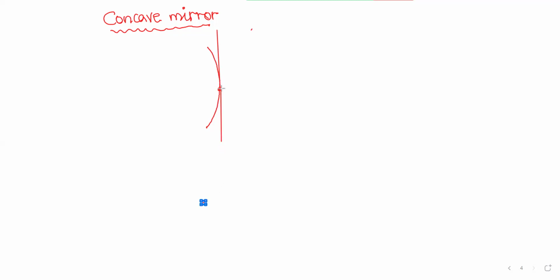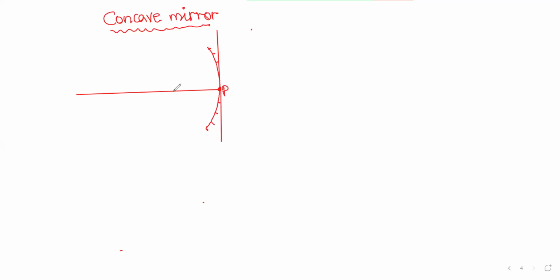So that's my vertical line. Then you draw the principal axis. Then you coat the back to show that this is a concave mirror. The next thing is to take your measurement. If you are given measurement, use it. If you are not given, take your own measurement.